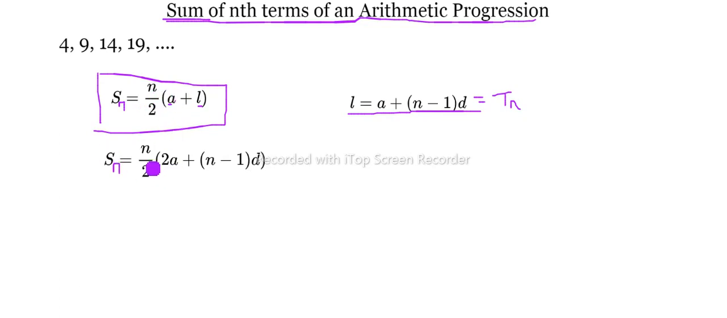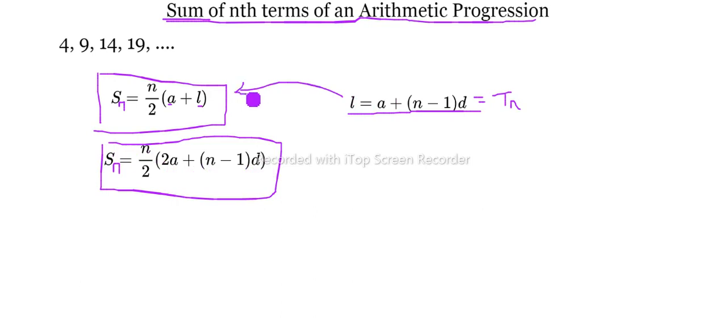But in case we don't know the last term, we can use this other expression, which is the most popular: n over 2 into (2a plus (n minus 1) multiplied by d). What we just did here is plug in l and simplify, so we have this. This is the expression for the sum of the nth terms of an AP. Do you get that? Let's take some examples now.